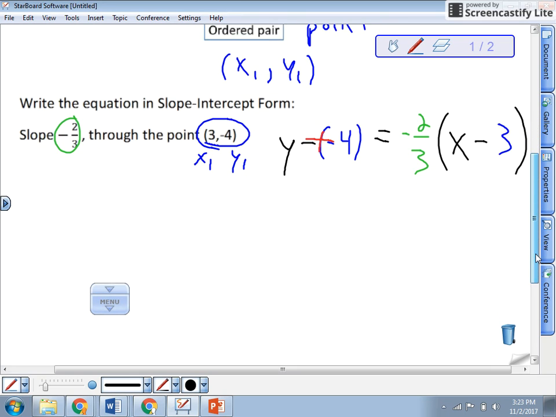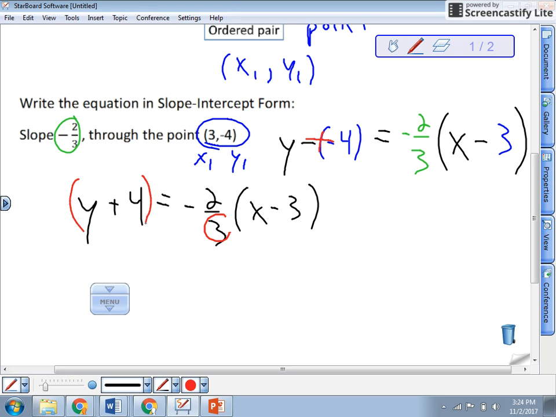So I'll scroll down here. I'm going to rewrite this. So we've got y plus 4 equals negative 2/3 times x minus 3. All right, I want to get y by itself. We don't like fractions, so here's what you've got to do to get rid of fractions. You've got to multiply each side by the denominator. So I'm going to multiply this side by 3, and I'm also going to multiply this side by 3. Well, when I do that, that's going to cancel out here. And on this side, I'm going to have to distribute. So I'm going to end up with 3y plus 12.